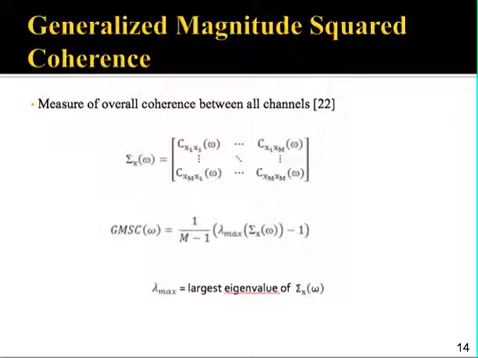And here is just a representation in the mathematics. Your matrix, basically x1, x1 would represent self-coherence, so coherence of the channel with itself. x1, xm represents channel 1 and channel m. So you have m channels here, and you're finding basically a matrix that represents the coherence of each channel pair, with m being the number of channels, and then you can see how the generalized magnitude squared coherence is calculated. So lambda max is going to be the largest eigenvalue that comes out of that matrix.